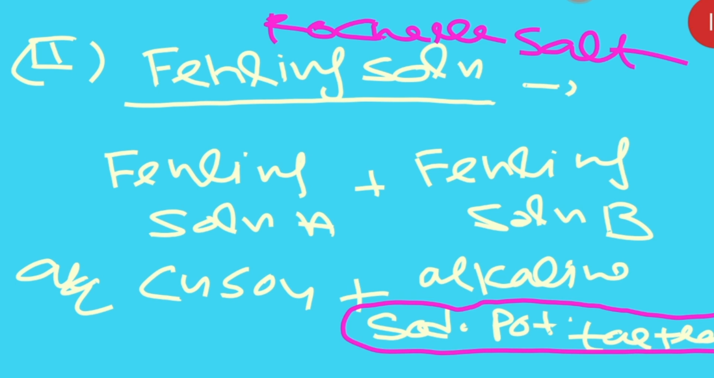Okay, just remember, when we mix these two in an equal amount, then what are we getting? We are getting a Fehling solution. Now we have to give this reaction with the aldehydes. All of you please see what the reaction will be over there.